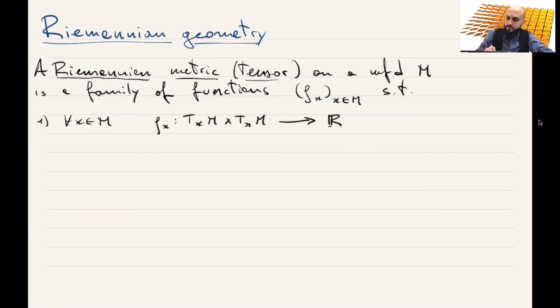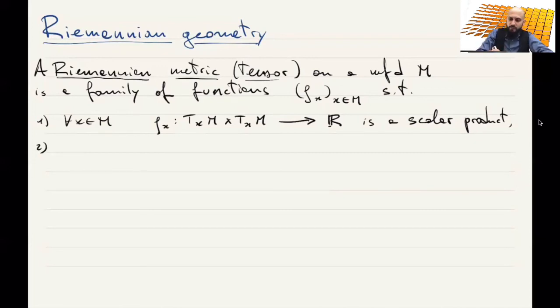But not just this function is a positively definite bilinear form. So in other words, it's a scalar product. So this is the first condition. Okay, so at every point we have a scalar product, and now we need to assume that the scalar products are changing continuously or smoothly.